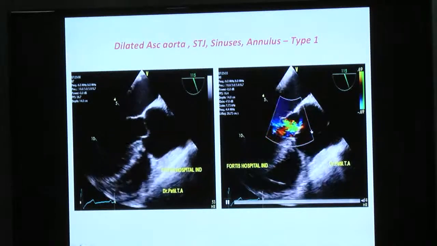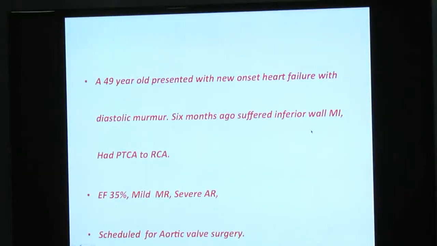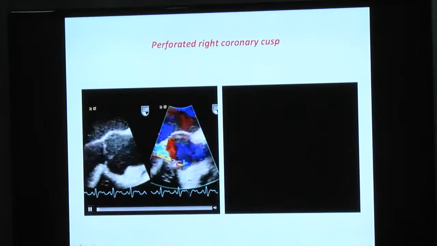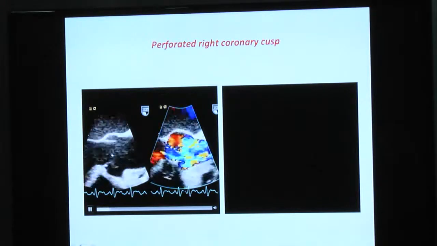Now I have a 48-year-old gentleman who presented with a new onset of heart failure and diastolic murmur 6 months back, who had suffered an inferior wall MI, and he had undergone a PTCA to the right coronary artery, okay, with an EF of 35%, and he came back with a mild MR and a severe AR, and he was scheduled for aortic surgery.